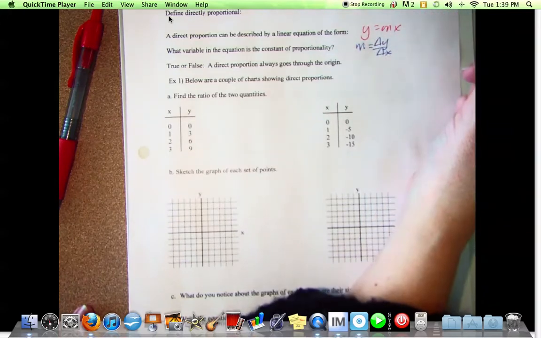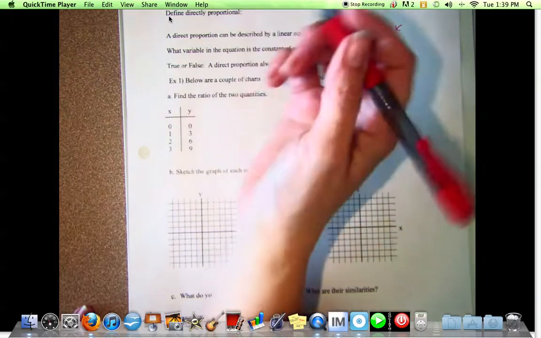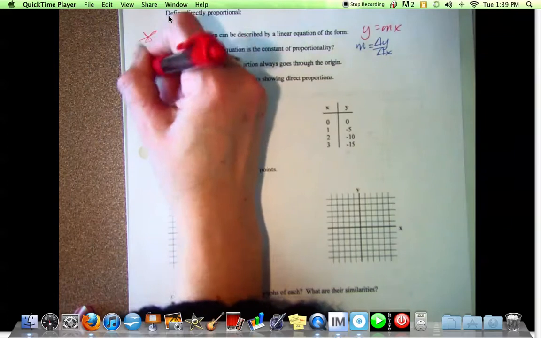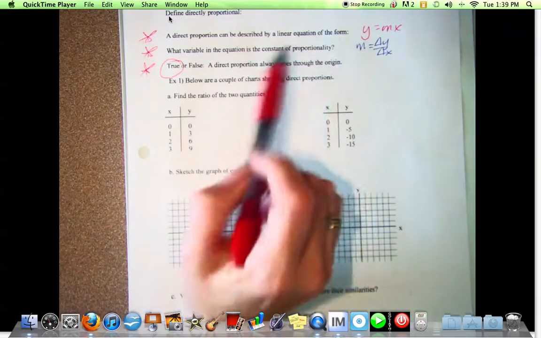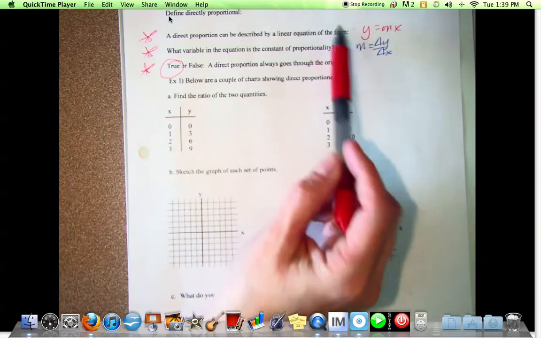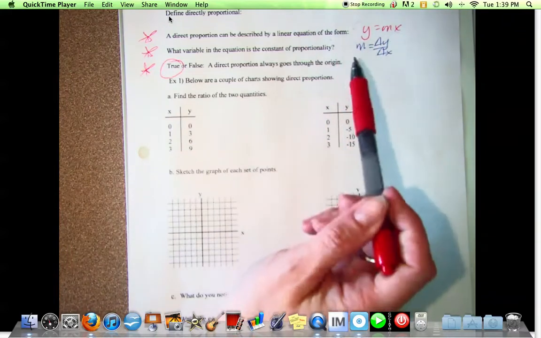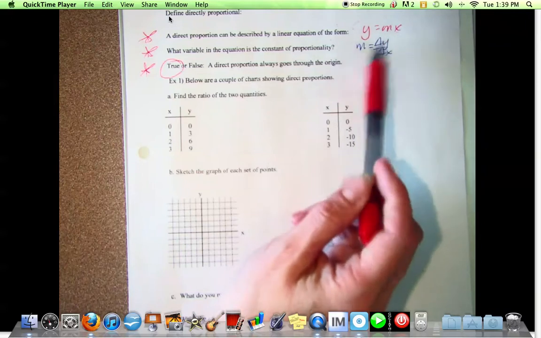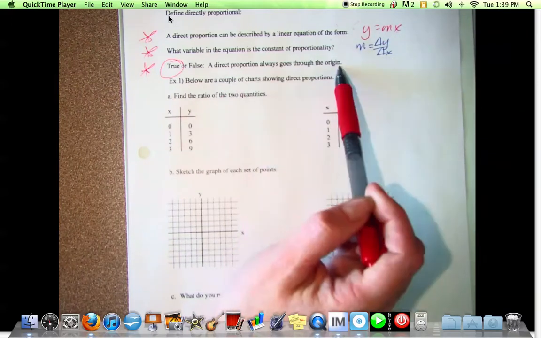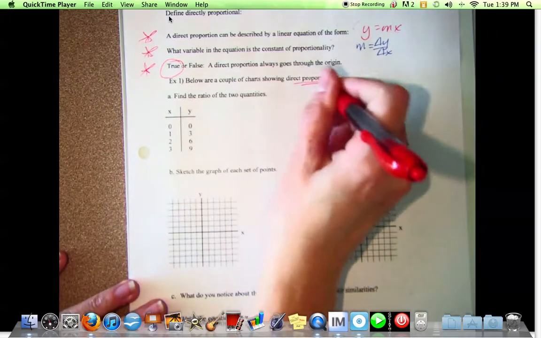True or false? A direct proportion always goes through the origin. True. It's in your book. These three things are very important to know about direct proportions. If we see the line, or we see the equation in the form y equals mx, we'll know for sure that it's a direct proportion. The slope, the change in y over the change in x, gives us the constant, and it always goes through the origin. Below are a couple of charts showing direct proportions.